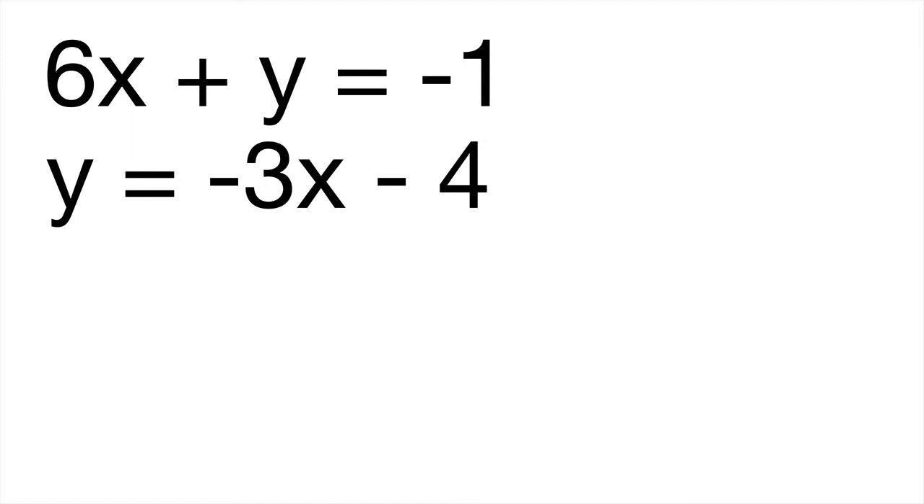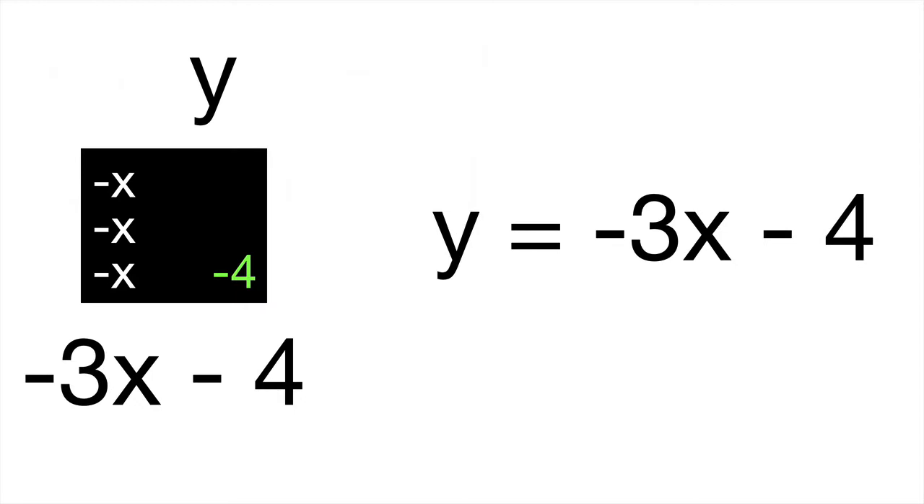So look at these two equations: y equals 6x plus y equals -1, and y equals -3x minus 4. If we think of each of them as a box, inside the y box is -3x plus -4. We're literally taking negative 3 x's and -4 and putting them inside the y box. So inside of our box, you can see I put 3 x's that are negative and a -4. Just keep that in mind for a second.